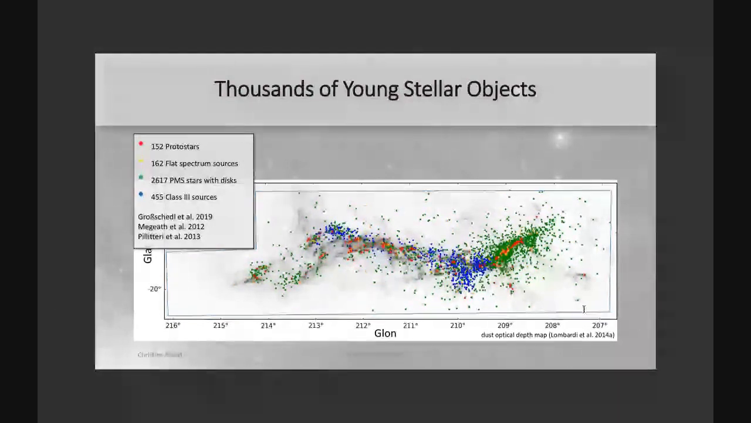So the sample we were using for this work mainly comes from Josefa Großschädel's work. She will give a talk tomorrow. She basically refined the previous catalogs of Tom McGeth, for example. And we also use the work of Pillitteri et al., and from him we used Class resources. So in total, we have 152 protostars, 162 flat spectrum sources, and 2,617 pre-main sequence stars with disks from Josefa Großschädel's work, and 455 Class resources.